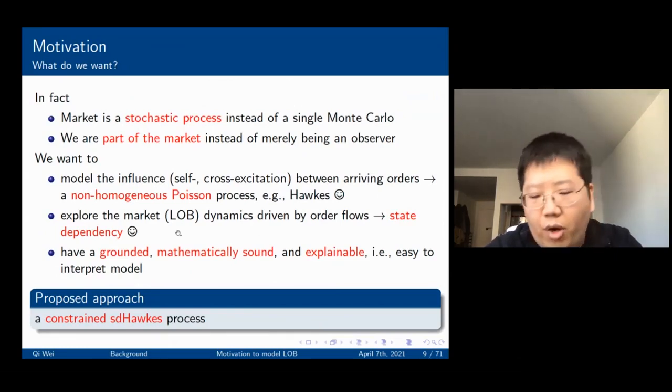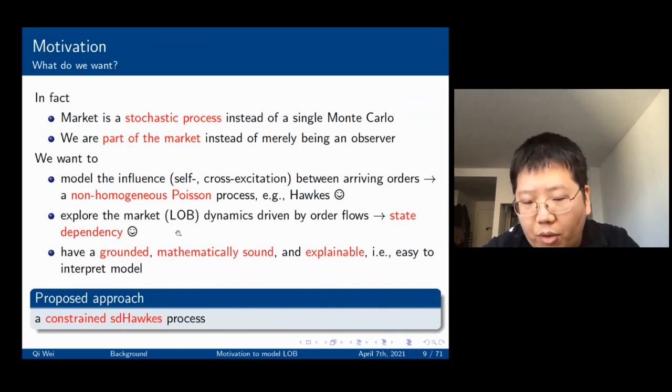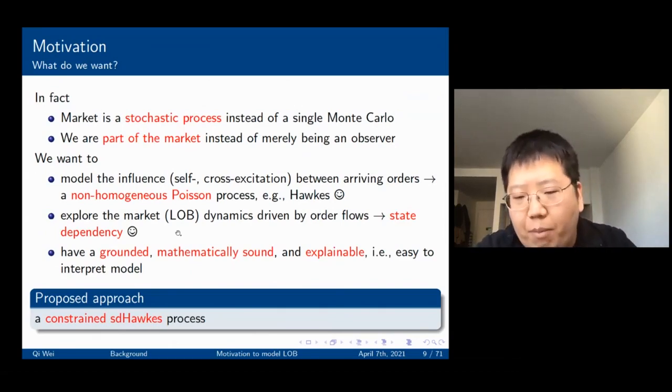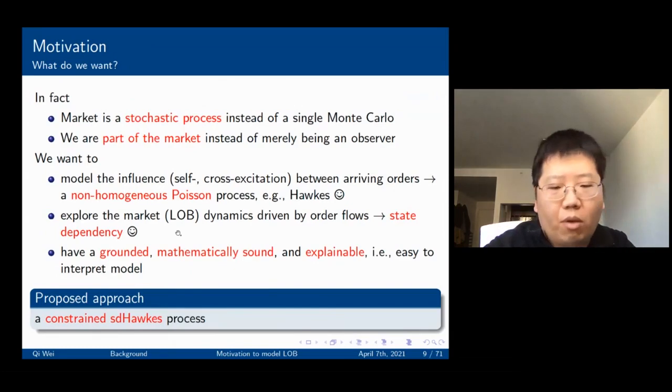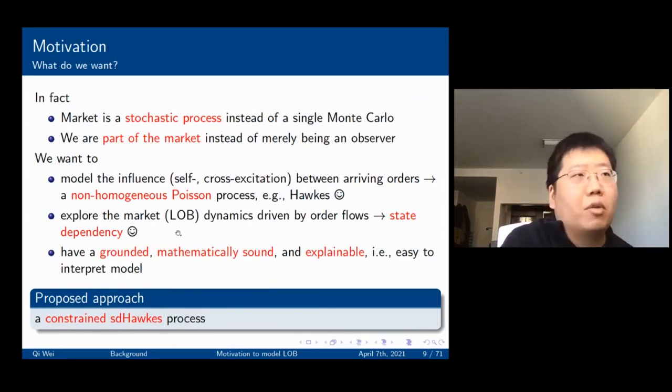And if we really want the model to work in the financial world, we need a mathematically grounded, sound, explainable, easy-to-interpret model. This is a little bit different from a black box, let's say a neural network or deep learning strategy. It might give very good performance, but once you have a problem, you don't know which part you should fix. So interpretability is in fact quite important to make it applicable to financial use cases.